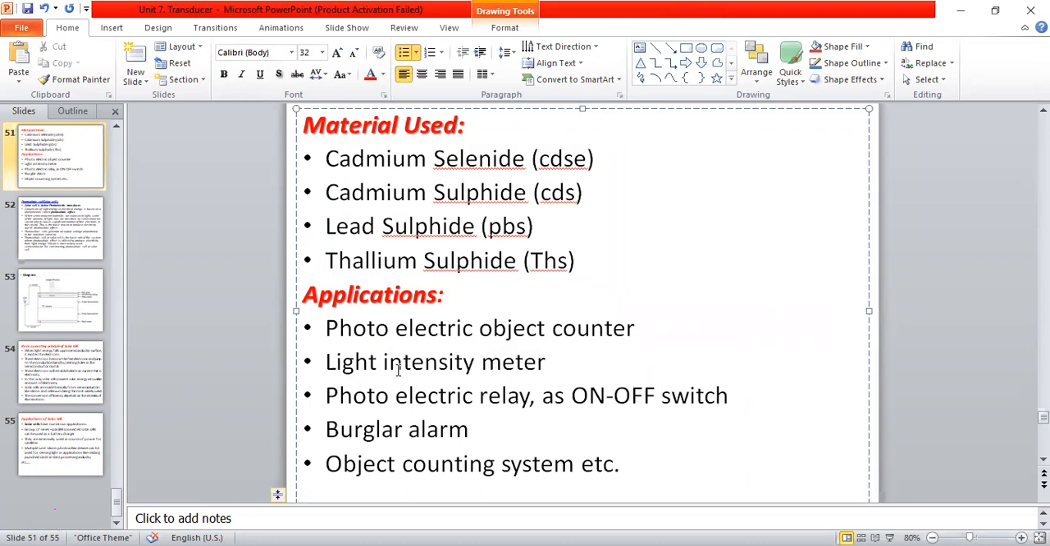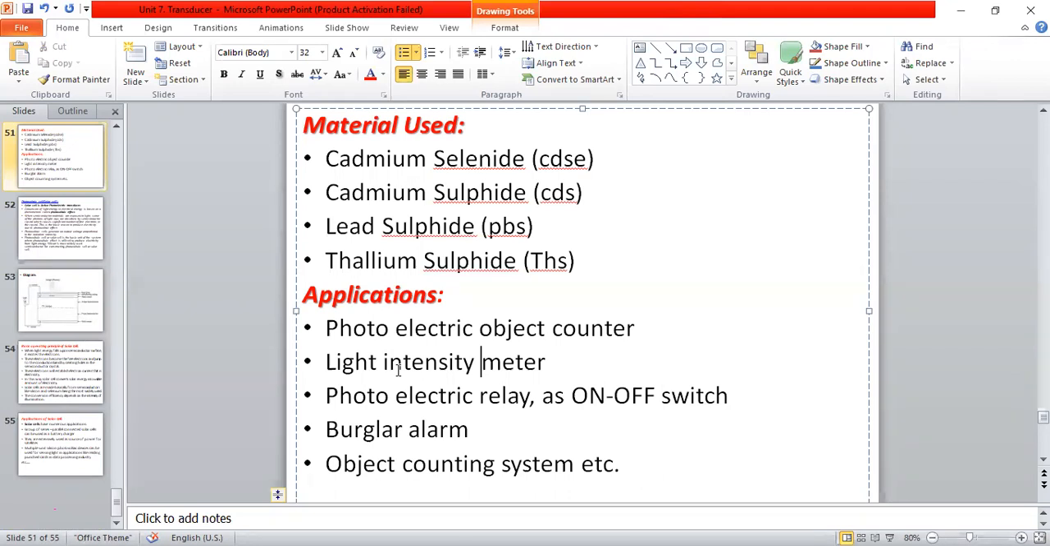The light intensity depends on whatever the light intensity is, and it is inversely proportional to the resistance. If the light intensity is more, the resistance will decrease. The resistance is going to decrease in that much proportional value.